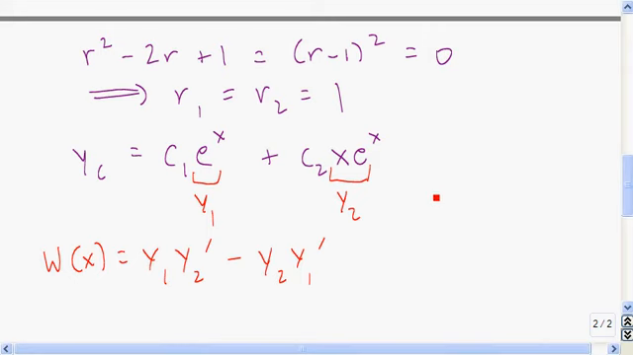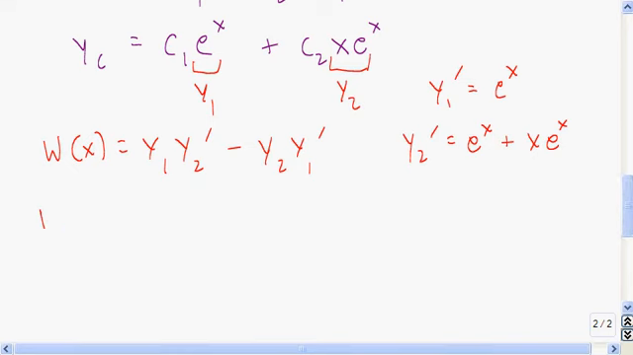So y1' is just the derivative of e^x, so that's e^x. Then y2' is the derivative of x e^x, so we have to use the product rule on that. The derivative of x is 1, so 1 times e^x, plus x times the derivative of e^x, which is just e^x.